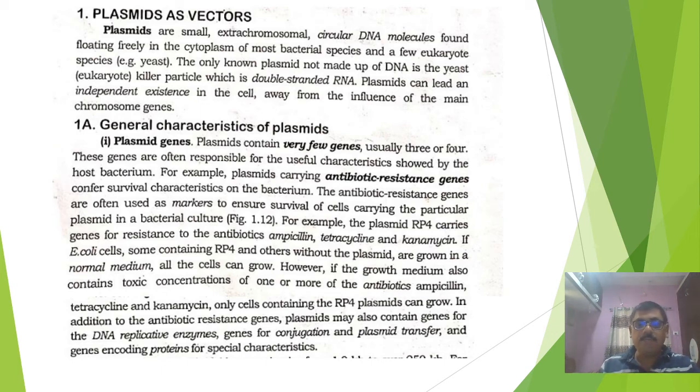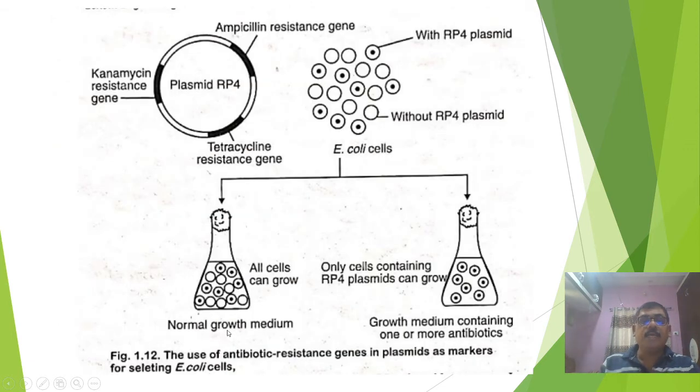In addition to antibiotic resistant genes, this plasmid may also contain genes for DNA replicative enzymes, genes for the origin of replication, and for plasmid transfer. Then this is the RP4 plasmid. You can observe it has a few genes, and you can observe 3 genes: the ampicillin resistant gene, the tetracycline resistant gene, and the kanamycin resistant gene. These are our selectable marker sites.